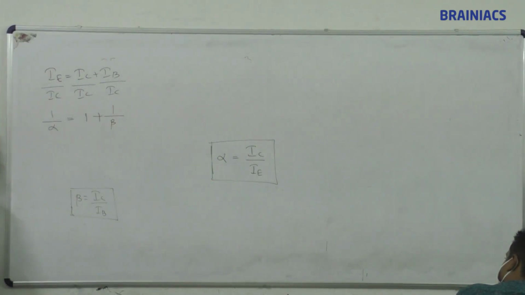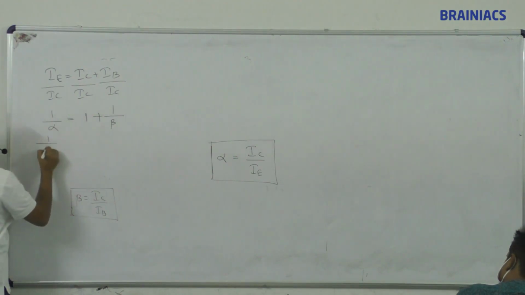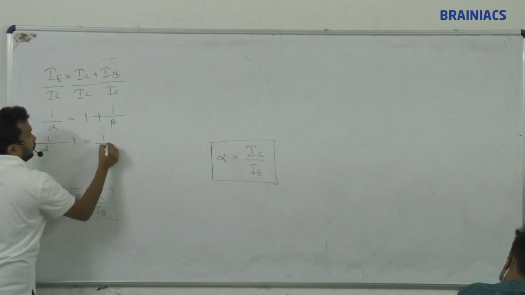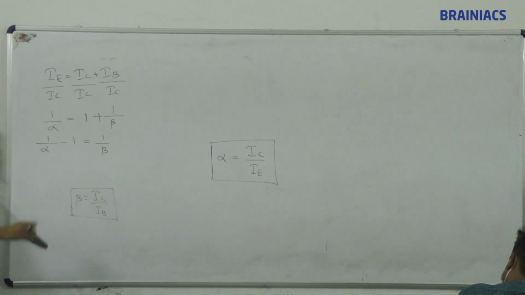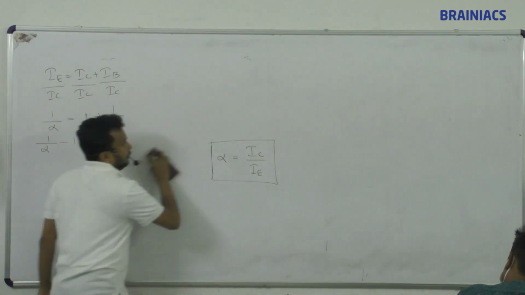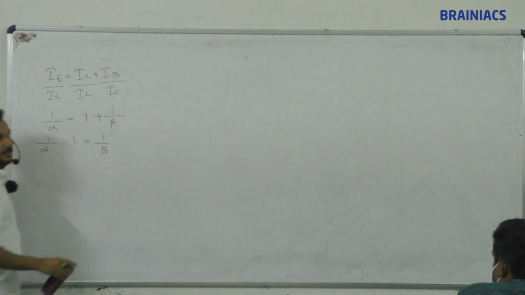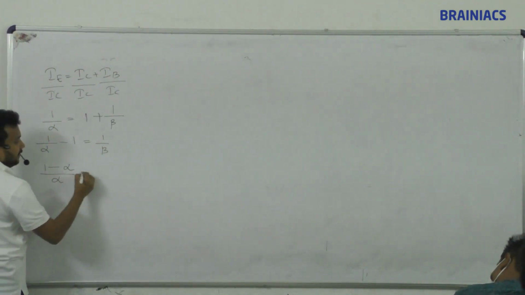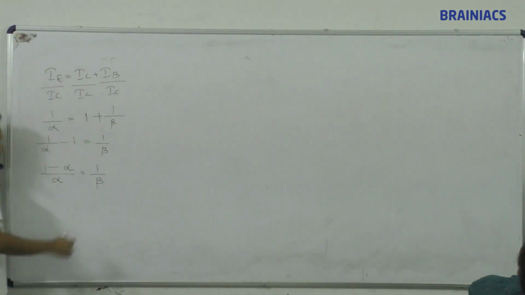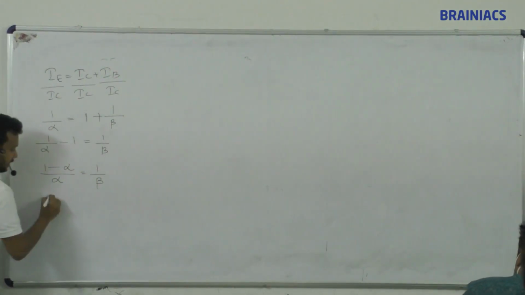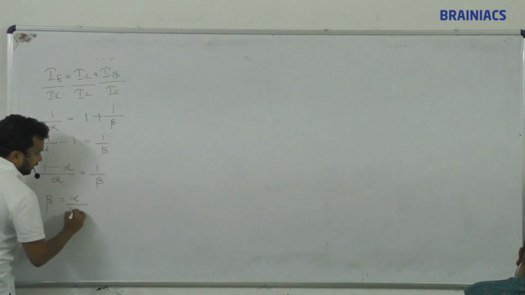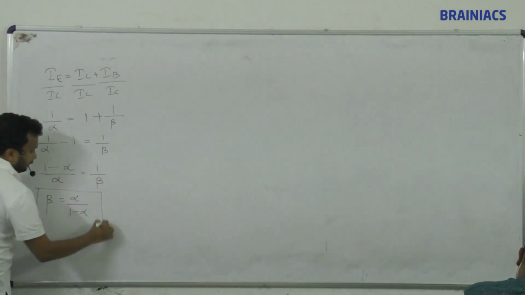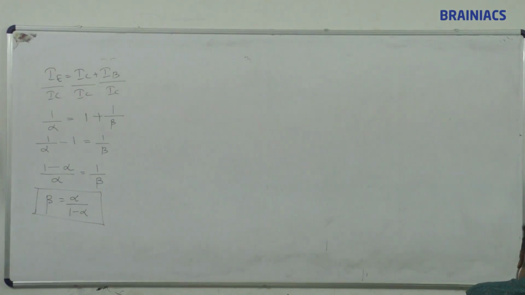Now I am taking LCM and simplifying. 1 by alpha minus 1 equals 1 by beta. Can you simplify? Can you tell me what beta is equal to? Then the formula you have to write: 1 minus alpha divided by alpha equals 1 by beta. Taking LCM, beta equals alpha divided by 1 minus alpha.